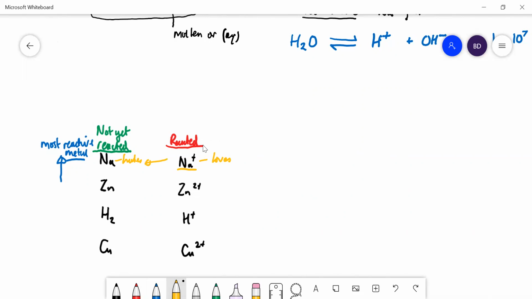Whereas if we look at, say, hydrogen, that's a lot less reactive than sodium. So this quite likes being H plus, we'll just say it likes being hydrogen ions, and it mildly dislikes being a hydrogen atom. So if it comes to a competition between these two, if you're giving away an electron, which one's going to take it? The sodium plus is not going to take it, the hydrogen does, and that's why we get the following reaction occurring at the negative electrode.